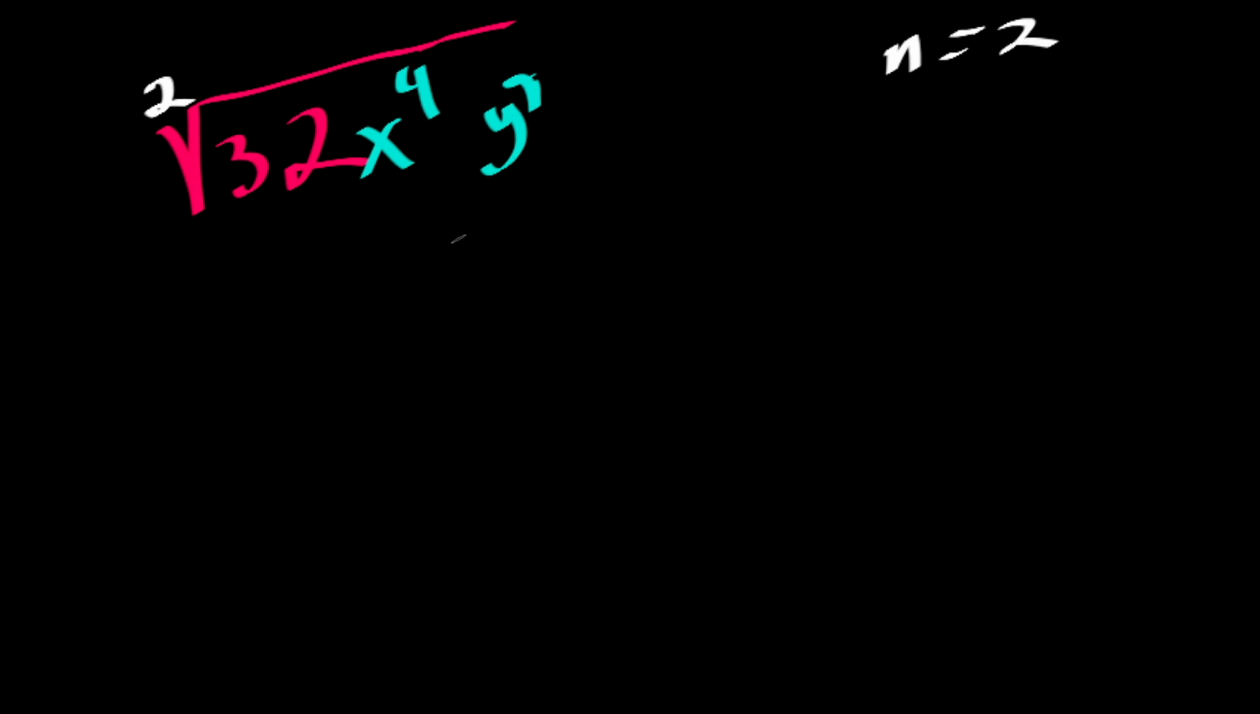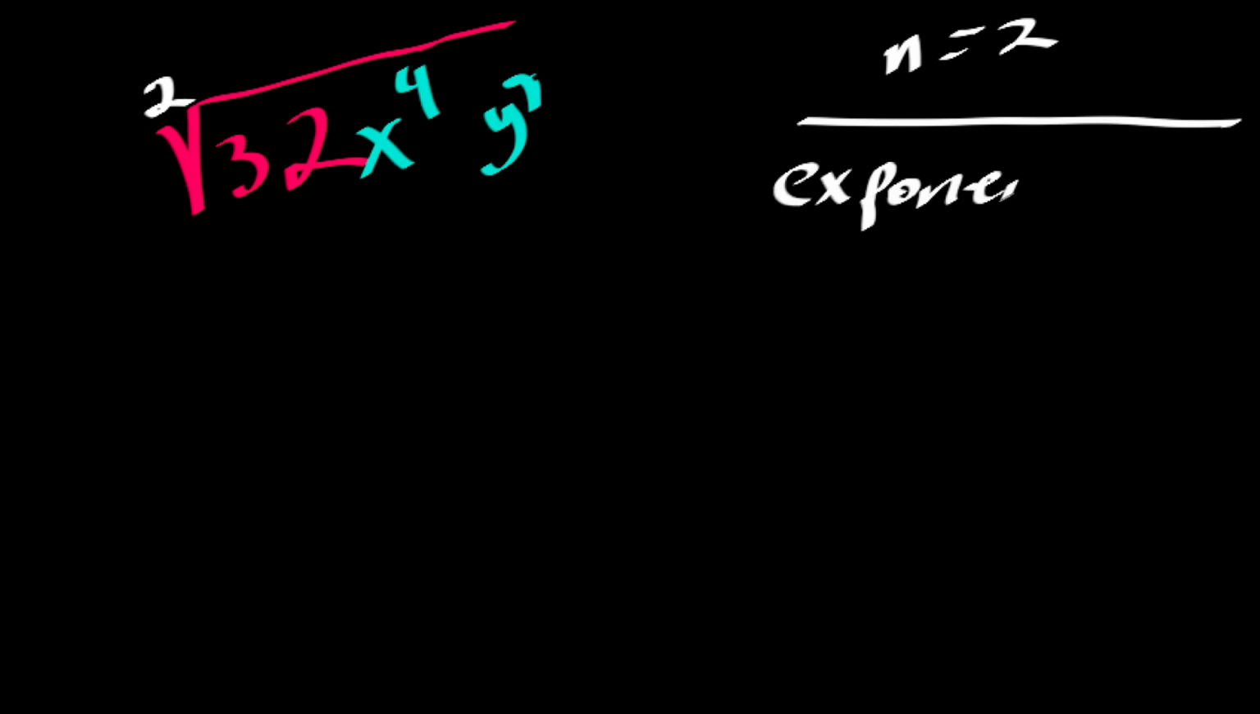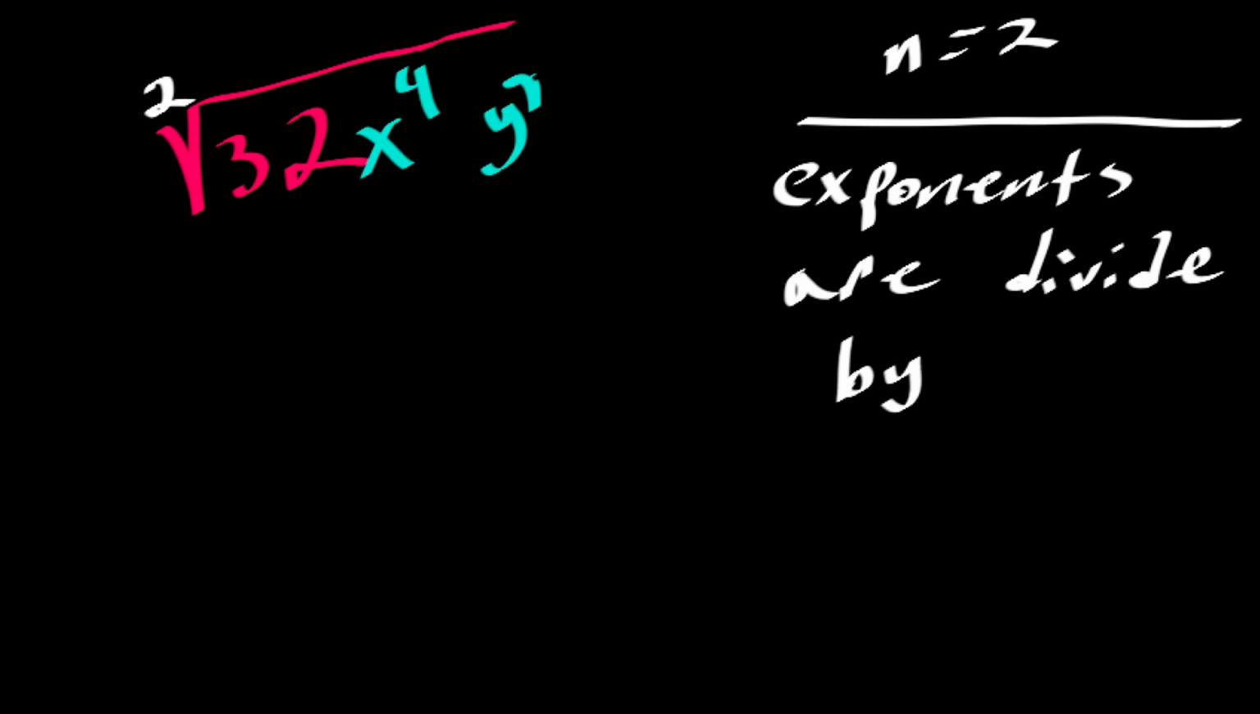Now you're probably thinking, why does that matter? It's going to matter when we look at these variables. With a square root, you want to make sure that when you have variables and exponents, your exponents are divisible by 2.